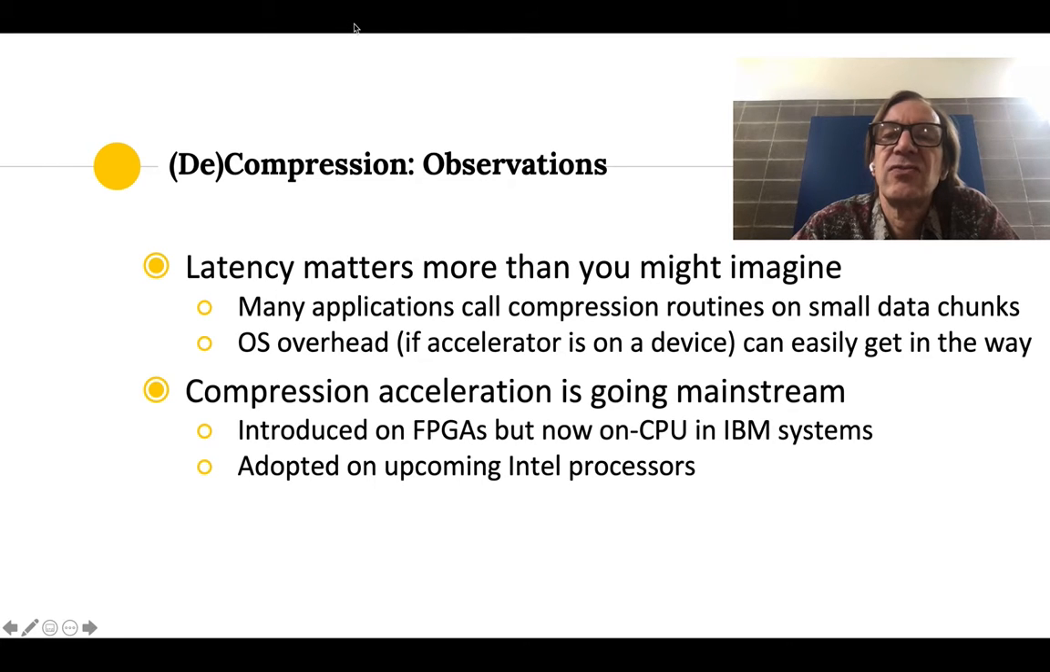Compression acceleration is going mainstream. It was introduced on FPGAs in IBM systems, Z enterprise data compression in particular, and it's now integrated in IBM's mainframe and Power processors, and you will find compression acceleration integrated on the CPU on upcoming x86 processors as well.